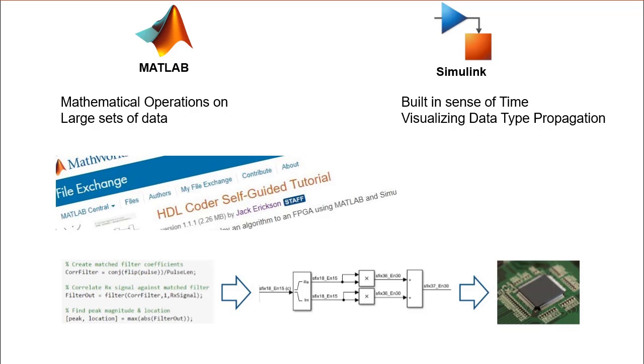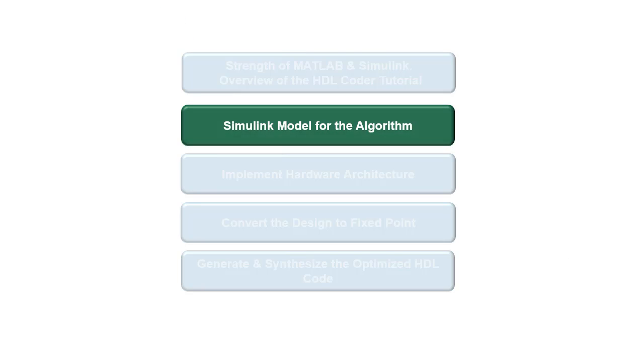In the first part of this video series on the HDL Coder, we have discussed the strengths of the MATLAB and Simulink environment and provided an overview of the pulse detector MATLAB algorithm, which will be used to highlight the HDL Coder workflow required to implement a MATLAB algorithm on an FPGA. In the next video, we will design the Simulink implementation of the pulse detector algorithm and compare it to the MATLAB golden reference.